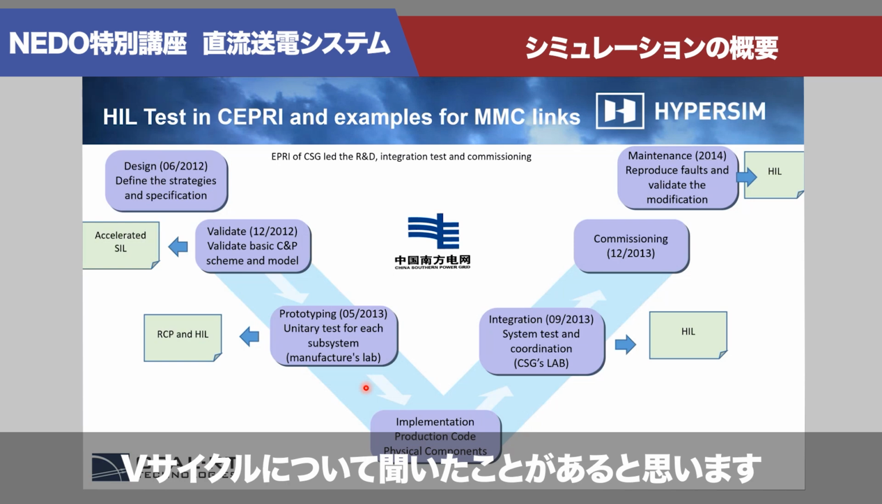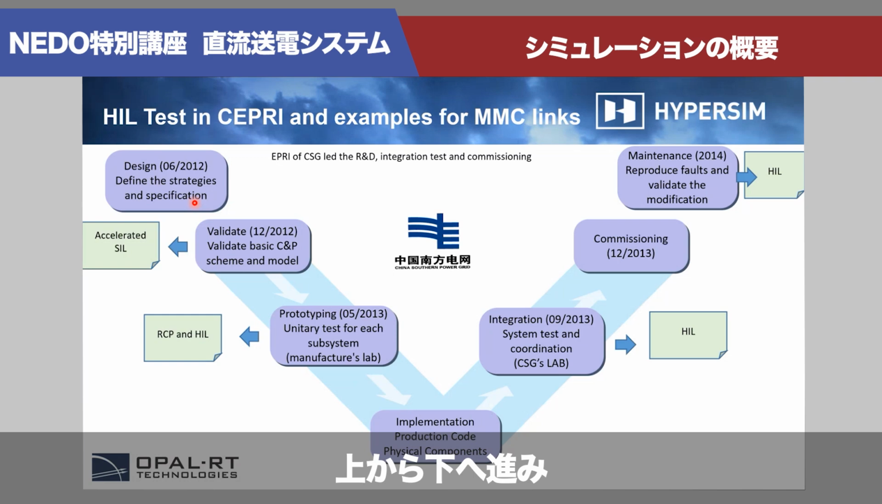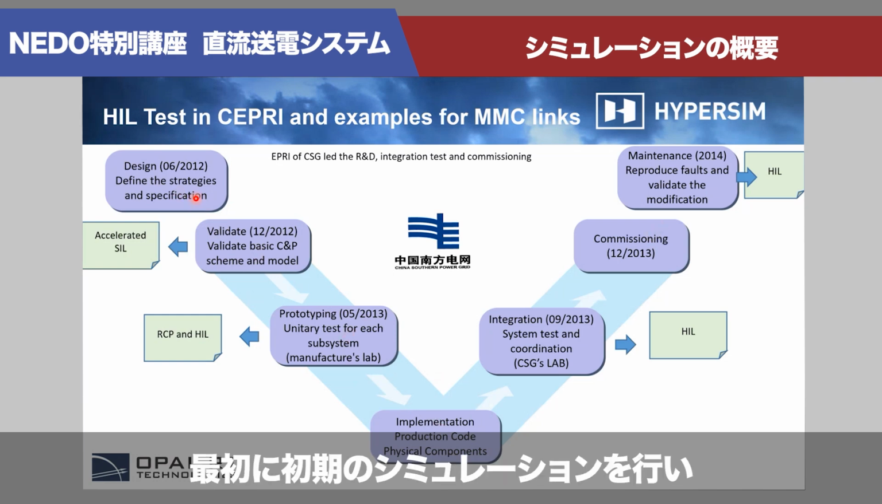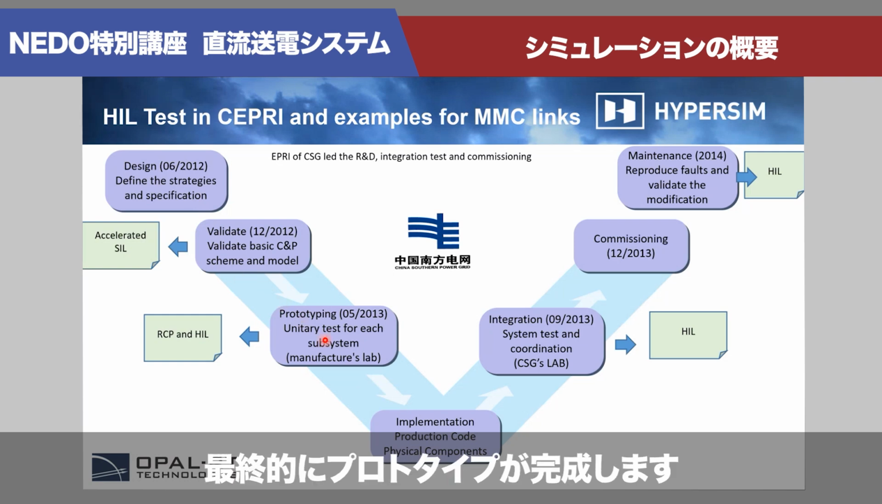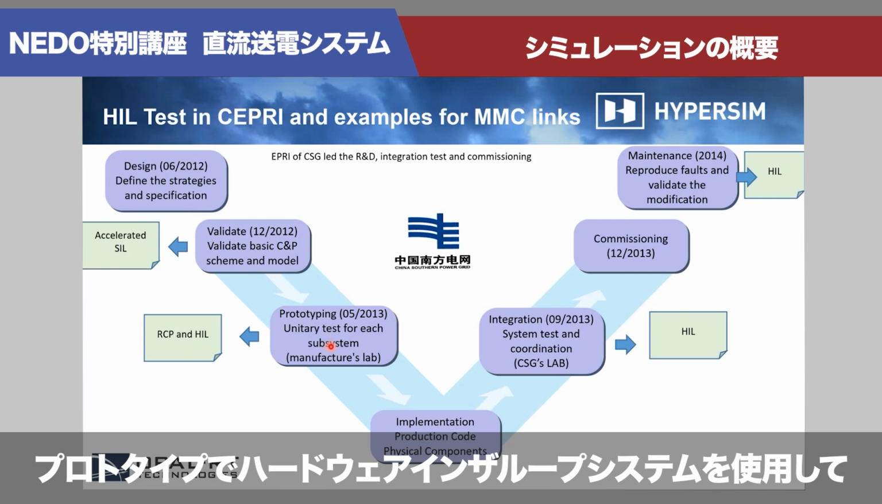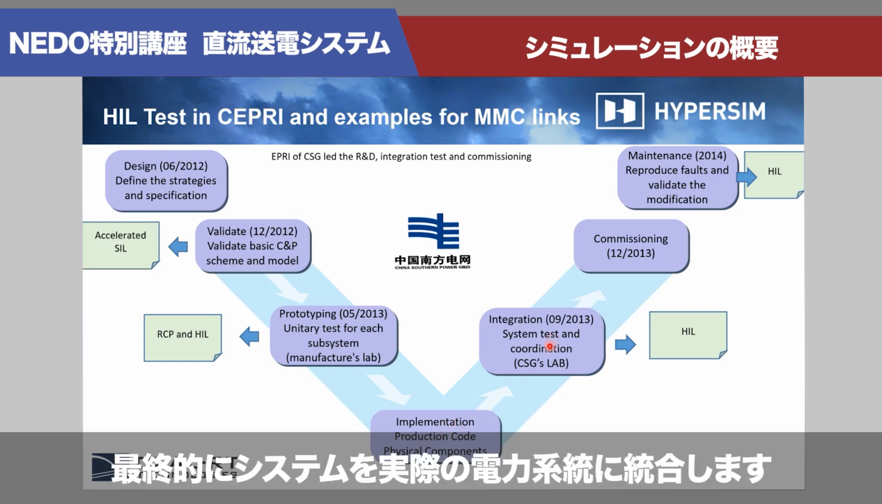So when I'm talking about feasibility study, I'm sure all of you here heard, or should have heard, about the V cycle. The V cycle refers to the system where we follow the path from the top to the bottom and then go up again. At the top is more about doing preliminary simulation, checking if algorithms are good, testing devices. Eventually, you have a prototype. With that first prototype, you're able to do a hardware in the loop system. And then you do tests, you implement corrections because you find problems, you make it better, and eventually you integrate it into the real system on the grid.